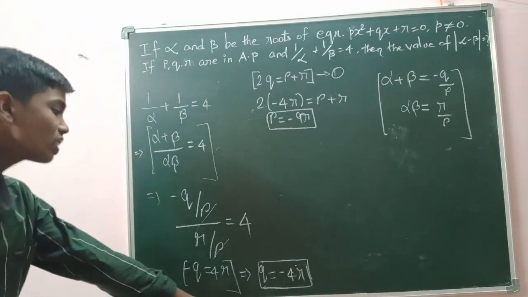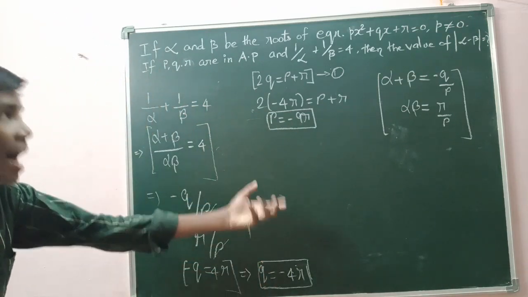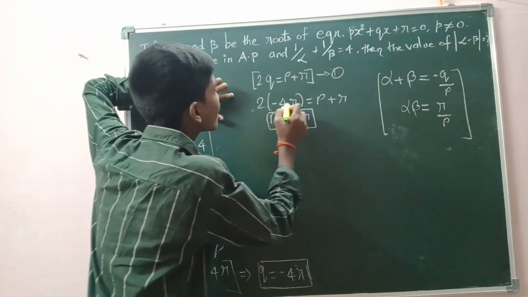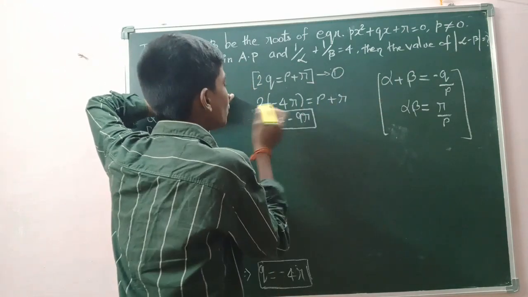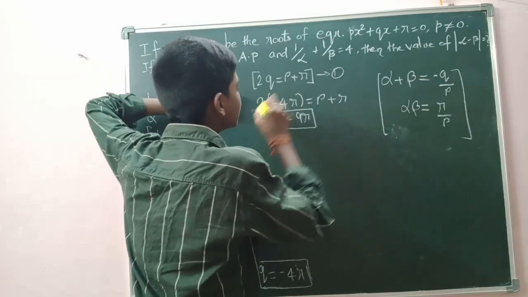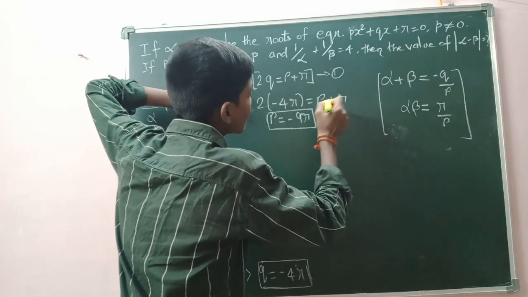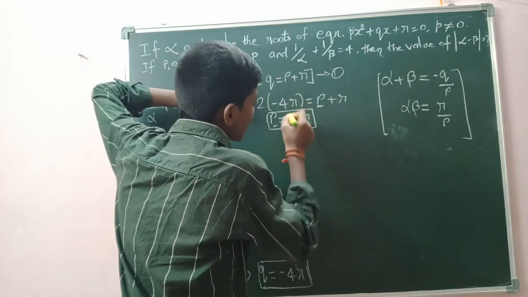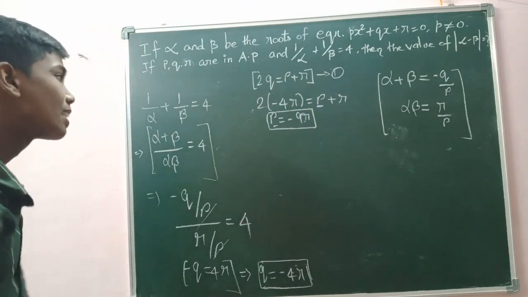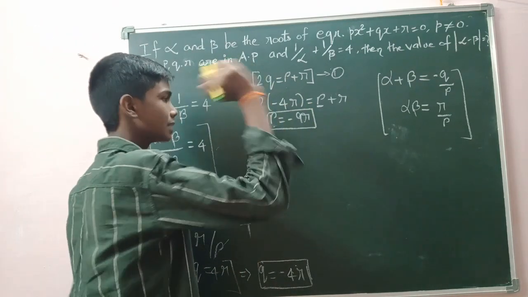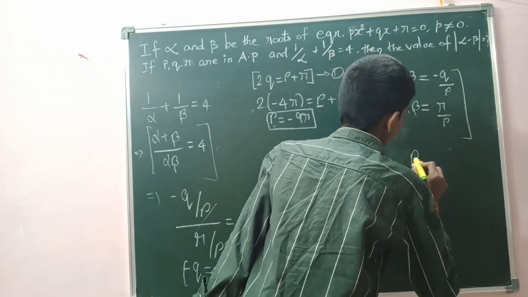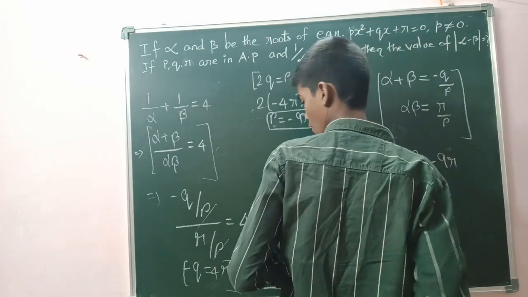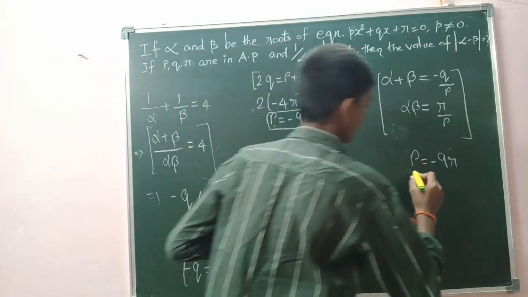We found out the value of q as minus 4r. Therefore, when you put the value of q as minus 4r in this equation, you will get 2 into minus 4r is equal to p plus r. So 2 into minus 4 is minus 8r. Take that r this side. So minus 8r minus r will be your p. Hence, p will be minus 8r minus r, that is nothing but minus 9r. Hence, I got to know the value of p as minus 9r. So, I will write the value of p is nothing but minus 9r, and your value of q is minus 4r.